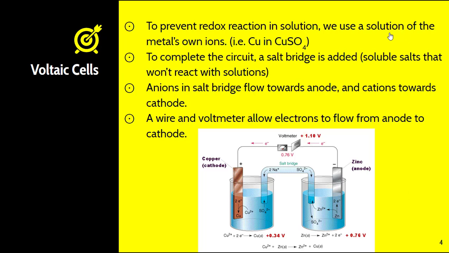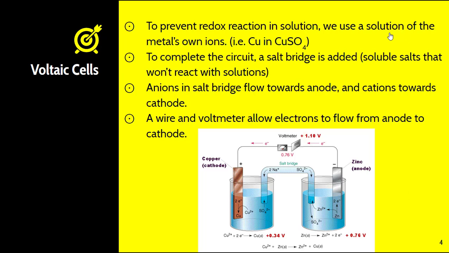The anions that are found in the salt bridge actually flow towards the anode. You can see the anion is sulfate and it is flowing toward the anode. The reason for that is that we are producing more zinc ions in solution on the right-hand side, and therefore we need to balance out those charges by having the sulfate move towards the right-hand side. Basically, it keeps an electrical potential and allows for electricity to continue to flow.